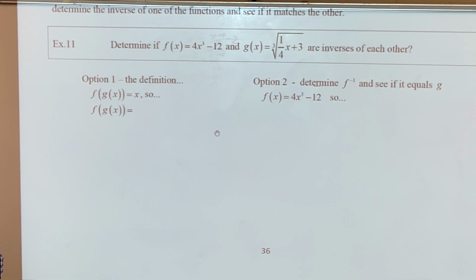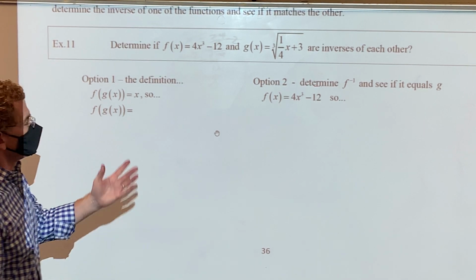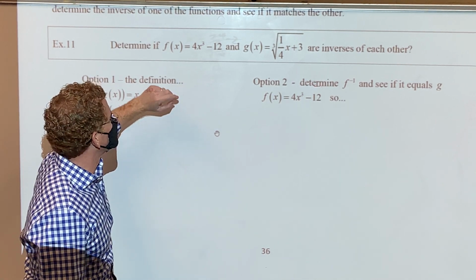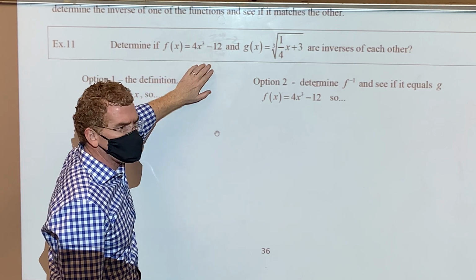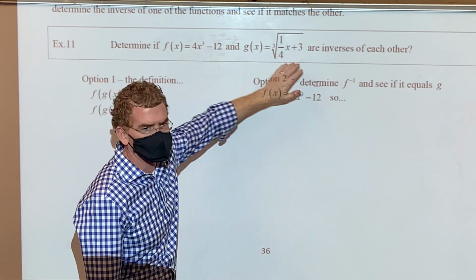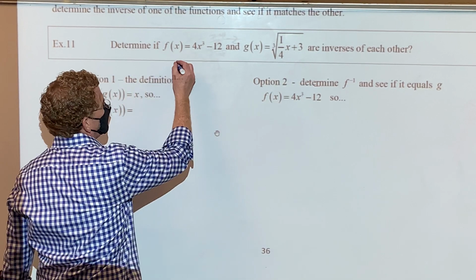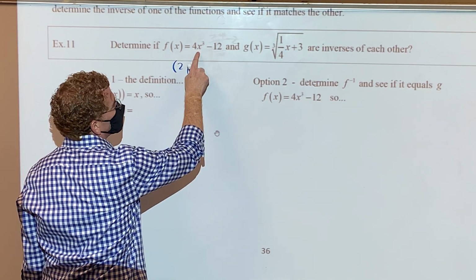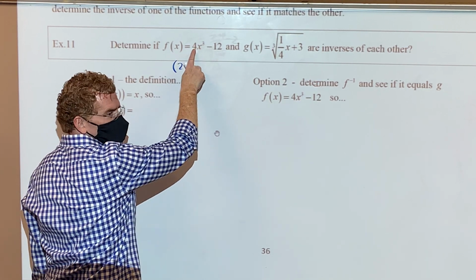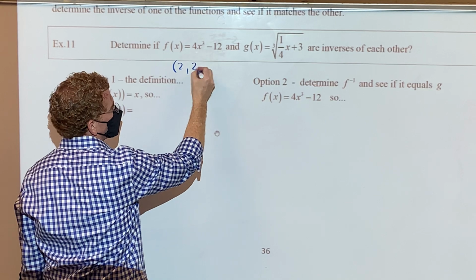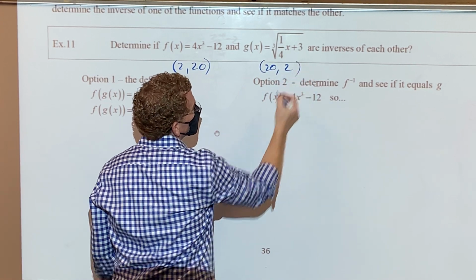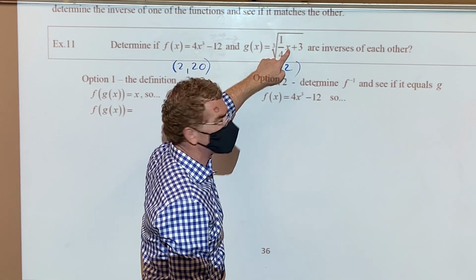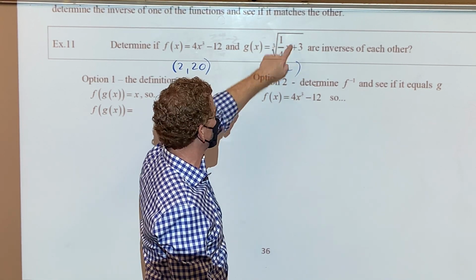Does that make sense, what he's saying? He's saying if they're inverses, then a 2 in here would be the same thing as a 2 in here. Like for instance, if I plugged a 2 into this, I get what? 8 times 4 is 32. 32 minus 12 is 20. Then a 20 in here should give me a 2. Let's check it. A fourth of 20 is 5. 5 plus 3 is 8. Cube root of 8 is 2.